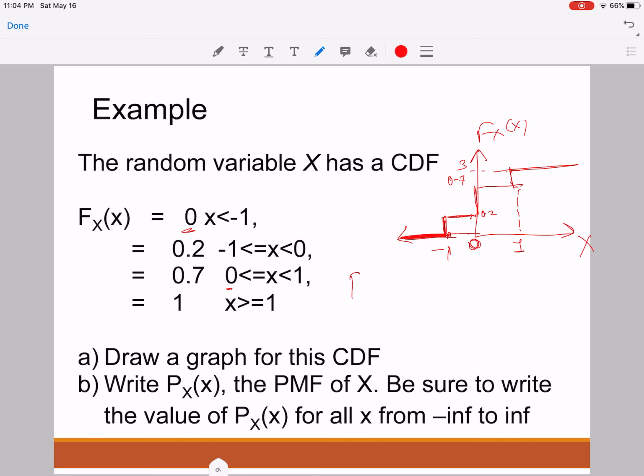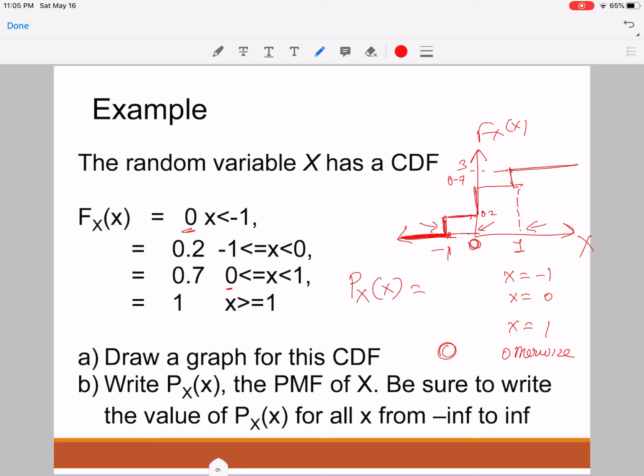Now, to derive the probability mass function using the CDF, all I need to do is look at those points where I have jumps in the CDF. So I have jumps in my CDF here at -1, here at 0, and here at 1. So these will be the points where the probabilities will be non-zero. So probabilities will be non-zero at points -1, 0, and 1, and the probabilities will be 0 otherwise.